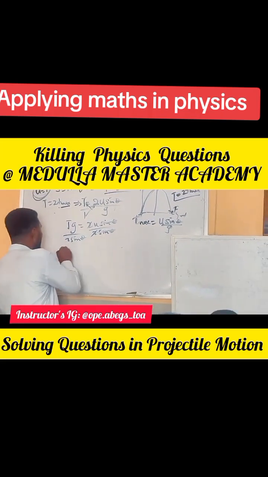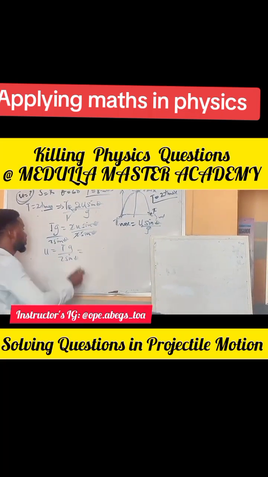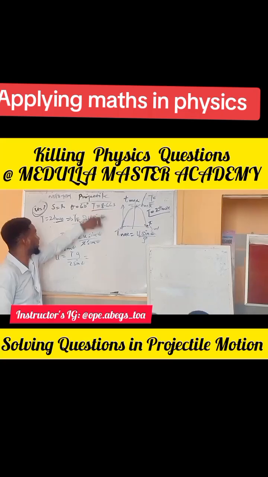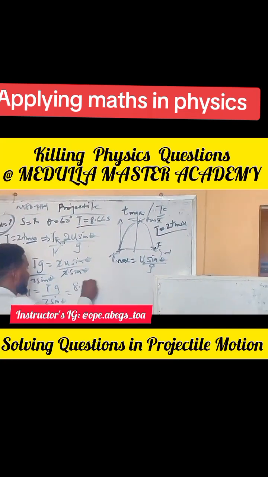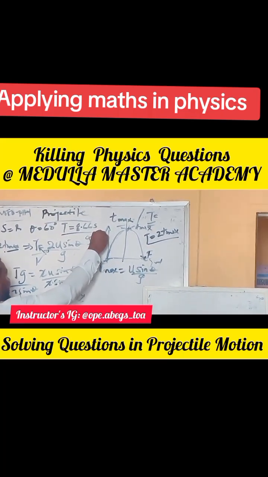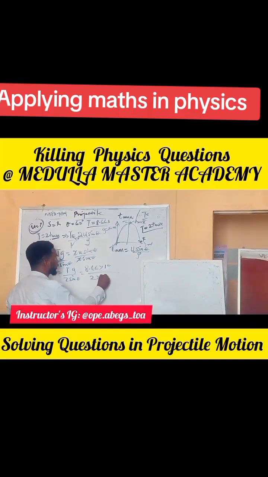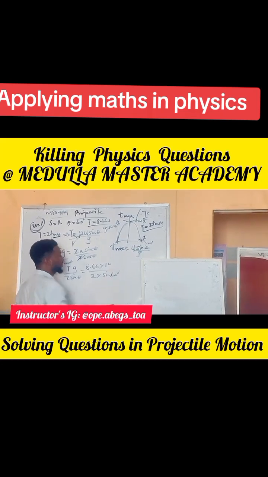So therefore this is what we are using. U is equal to Tg all over 2 sin theta. So this is what we are using to solve our question. So what is T? T is 8.66. What's our G? The question has given us that G is equal to 10 meters per second squared. So that's 10 divided by 2 times sine what now? Sine 60 degrees.